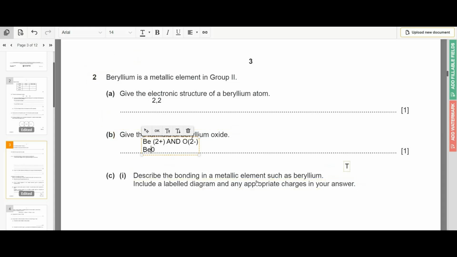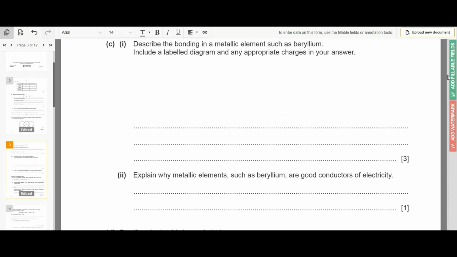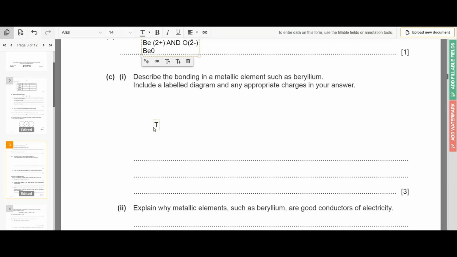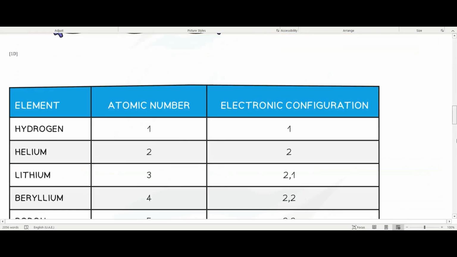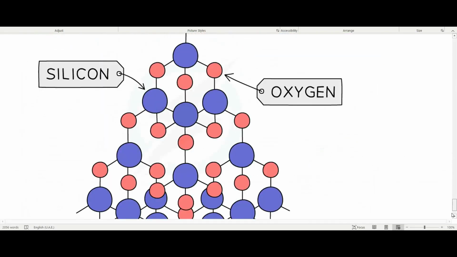Moving on to part C. Describe the bonding in metallic elements such as beryllium. Include a labeled diagram and any appropriate charges in your answer. It's a 3 mark question. In order to secure 3 marks, you need to draw the diagram, label it, and mention some information about it. These questions also came in previous past papers, as I remember, and you can see here how we'll draw the structure of this.